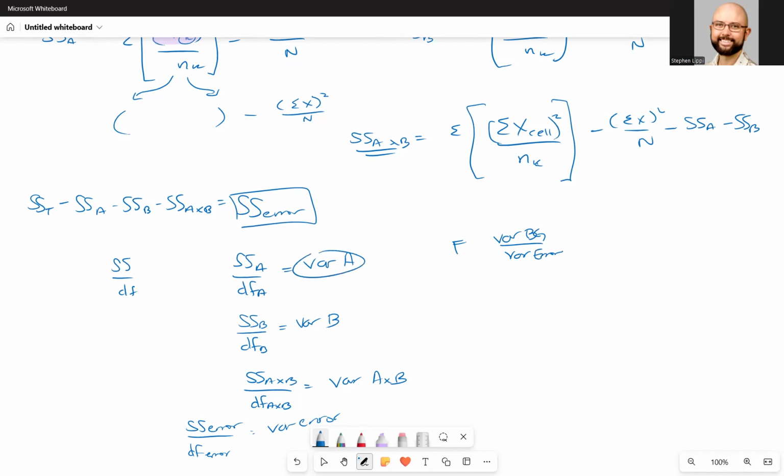So here, variance of A divided by variance of error would give you the F value that would allow you to test the hypothesis for factor A. Same thing for B and the interaction. And so factorial ANOVAs are definitely a little bit more calculation heavy, but they do follow the same steps, logic, and procedures as we've seen with the other ANOVA designs.